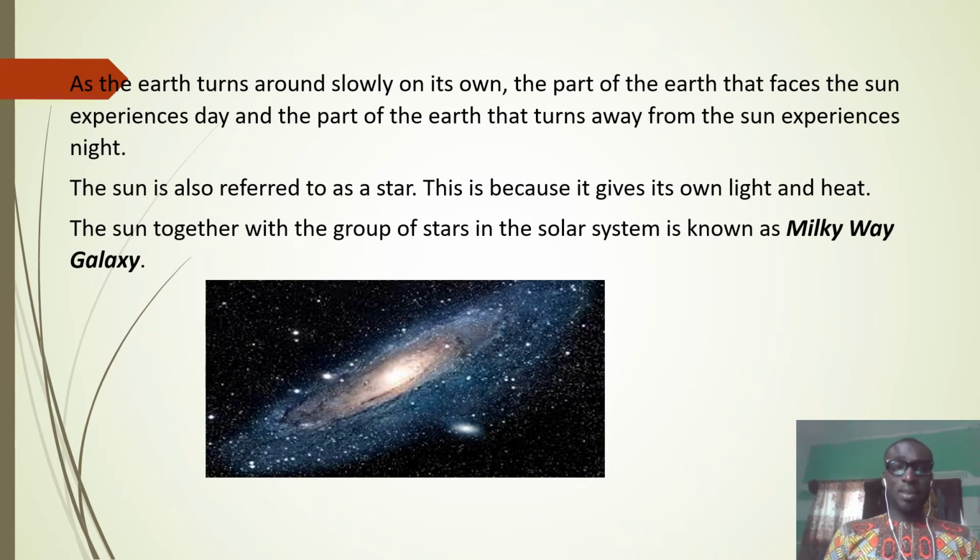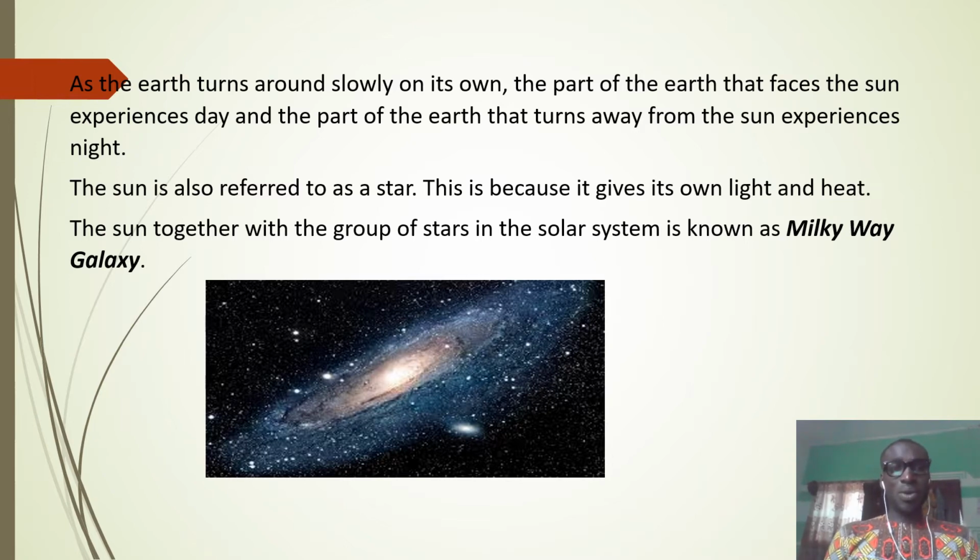So as the Earth turns around slowly on its own, the part of the Earth that faces the sun experiences day, and the part of the Earth that turns away from the sun experiences night.